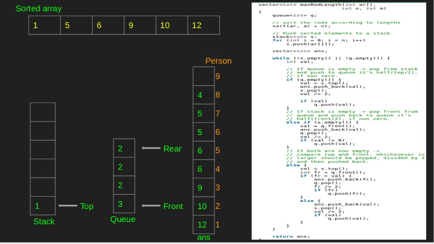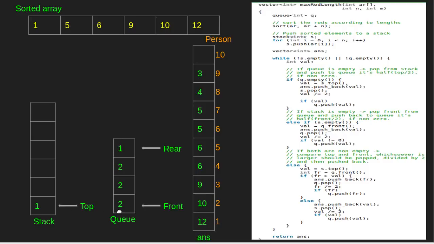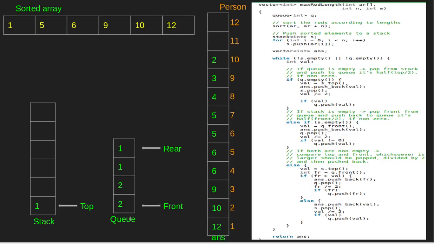For the ninth iteration, 3 is larger than 1. Thus, we'll pop 3 from the queue and push 3 by 2, that is 1, in the queue. Thus, the ninth person gets a rod of length 3. For the 10th iteration, 2 is larger than 1. Thus, we'll pop 2 from the queue and push 2 by 2, that is 1, in the queue. Thus, the 10th person gets a rod of length 2. Similarly, for the 11th and 12th iterations, 2 is larger than 1. Thus, we'll pop 2 from the queue and push 2 by 2, that is 1, in the queue. Thus, the 11th and 12th persons get a rod of length 2.